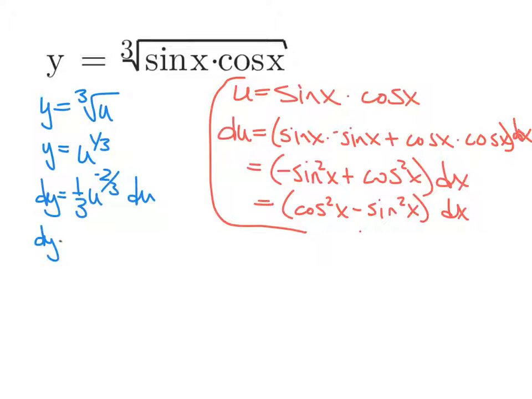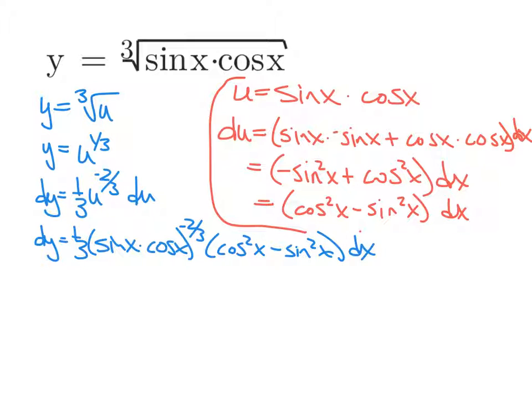So dy is going to be 1/3 of u, that is what sine times cosine is, to the negative 2/3 power, times du, cosine squared minus sine squared dx. Our last step is to divide both sides by the dx. Get that to cancel. And we'll want to clean it up just a little bit. So we'll have dy dx.